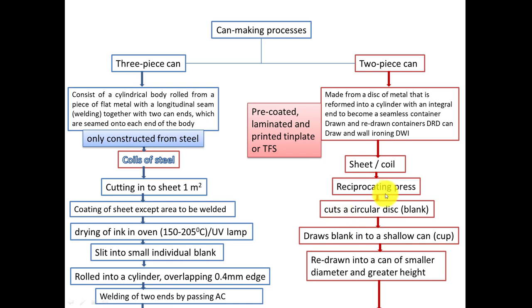First there is a cutting, and this cutting produces a circular disc. The reciprocating press cuts the metal sheet or coil into a circular disc, and that is known as a blank. Then this blank is drawn, meaning we press it, drawing the blank into a shallow cup. And if that meets your requirement, it can also be termed a can.